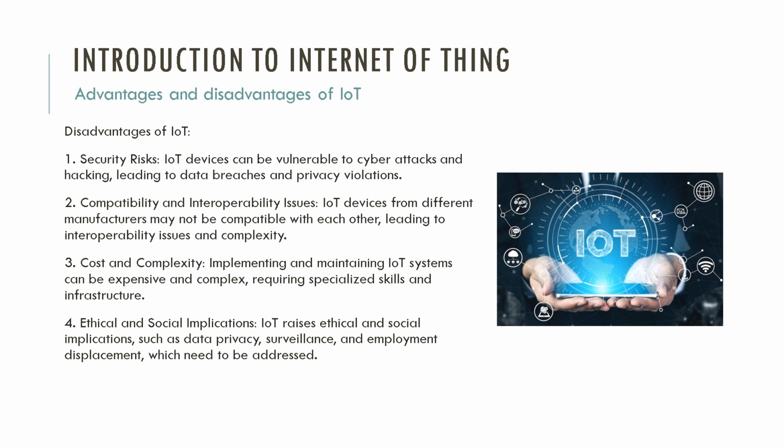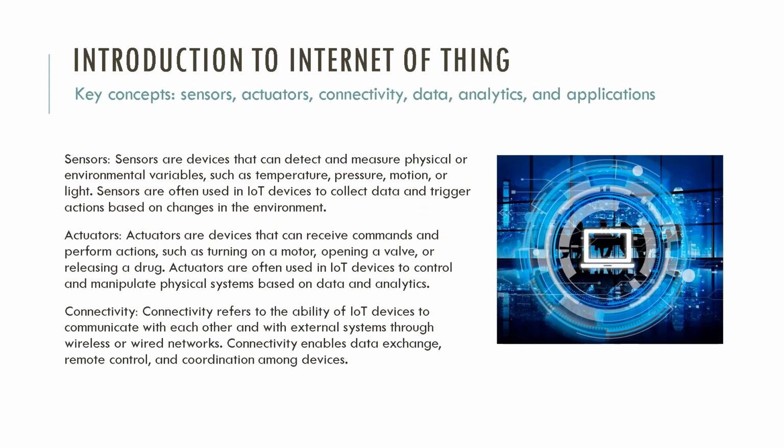4. Ethical and social implications. IoT raises ethical and social implications, such as data privacy, surveillance, and employment displacement, which need to be addressed. Sensors. Sensors are devices that can detect and measure physical or environmental variables, such as temperature, pressure, motion, or light. Sensors are often used in IoT devices to collect data and trigger actions based on changes in the environment.